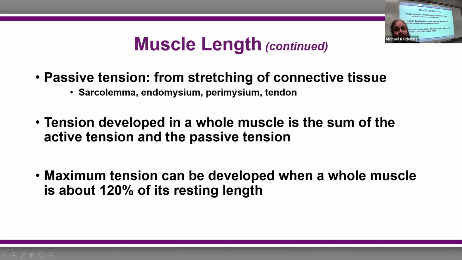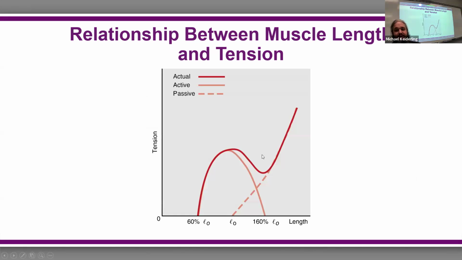And maximum tension is developed when a whole muscle is about 120% of its resting length. Looks something like this. Because there's a peak in active tension here, and maximum tension is a little bit higher. You go too far, you start relying too much on passive tension, and this is where you're getting into risk of damage. Because this is just muscle and stuff being stretched.